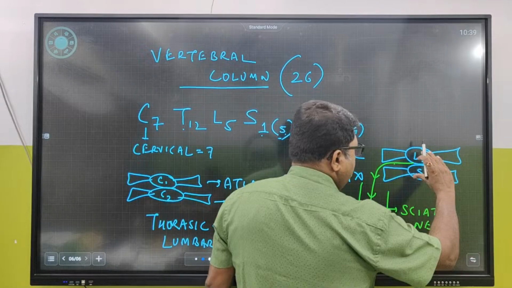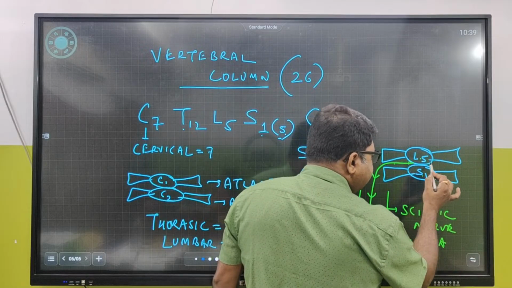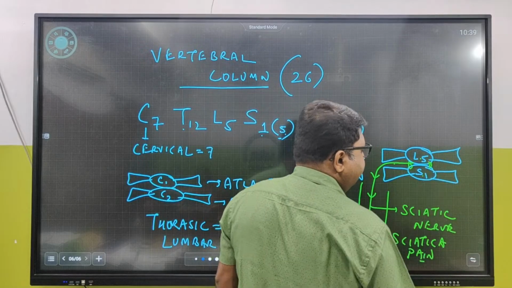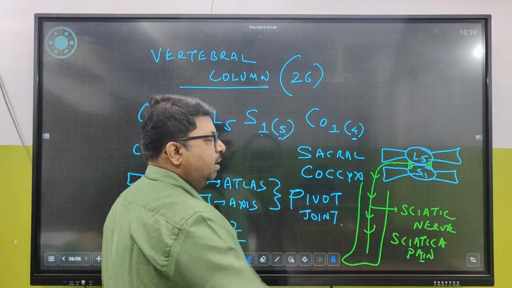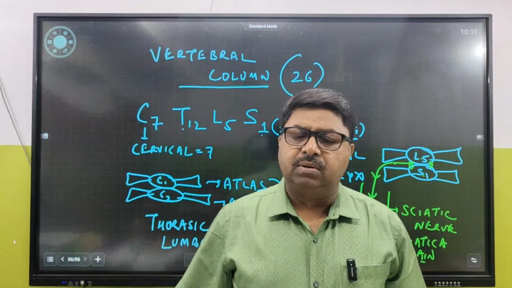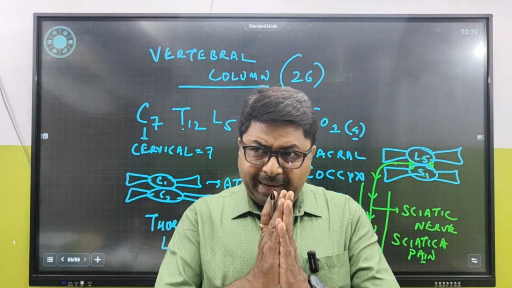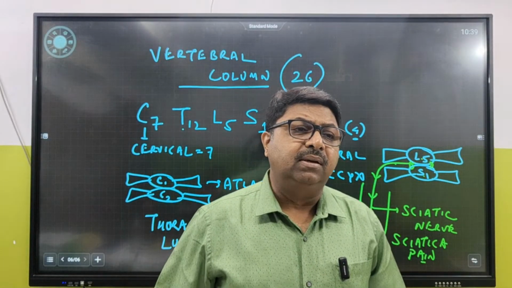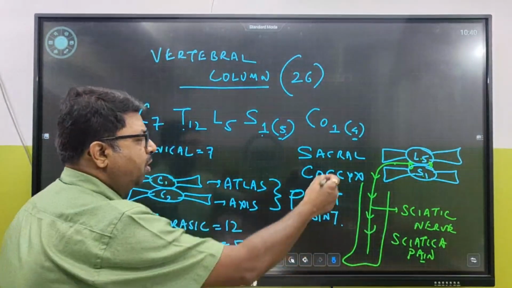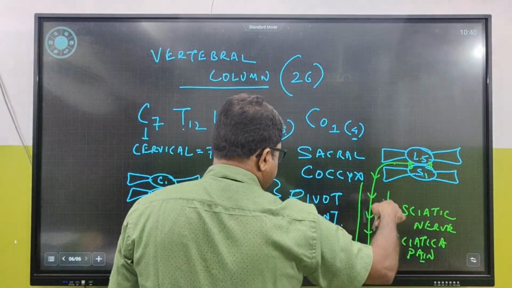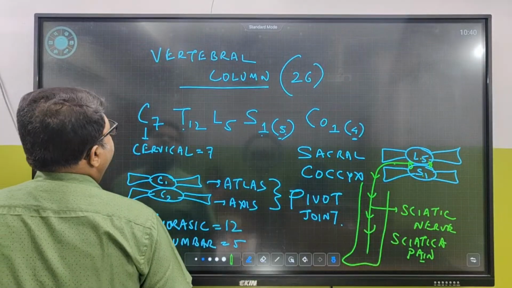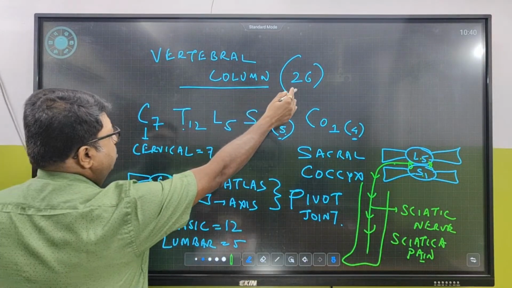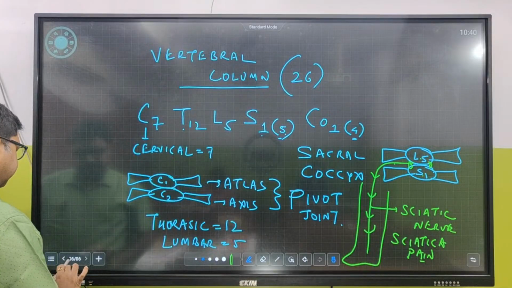Got the point? So there has to be some gap present, and due to the compression of L5 and S1, the nerves get compressed and there is a pain which comes out. Clear? There's a tingling pain, and sometimes numbness occurs inside the legs. It starts from the hip region and extends deep inside the legs. So this is the vertebral column. 26 bones are there.